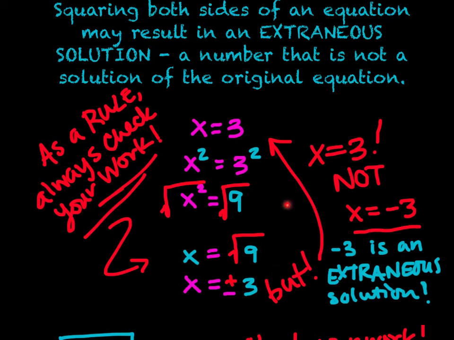Now, we know from our original statement, x was equal to 3. It does not equal negative 3. So negative 3 is an extraneous solution. So as a rule, you always need to check your work. As well, if for some reason you got that negative 3 was your only answer, you end up with a situation where you have no solutions. So let's play around with this concept of extraneous solutions.